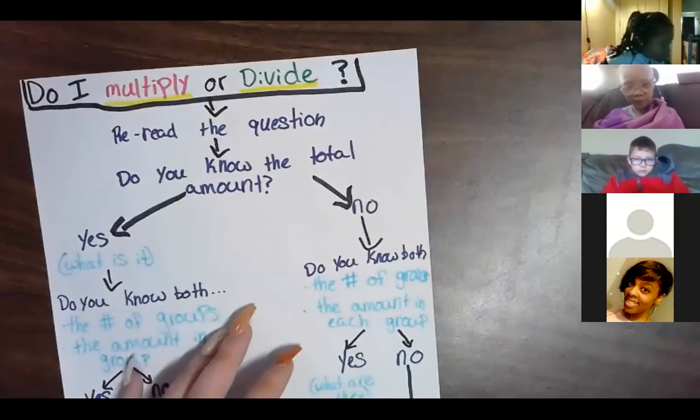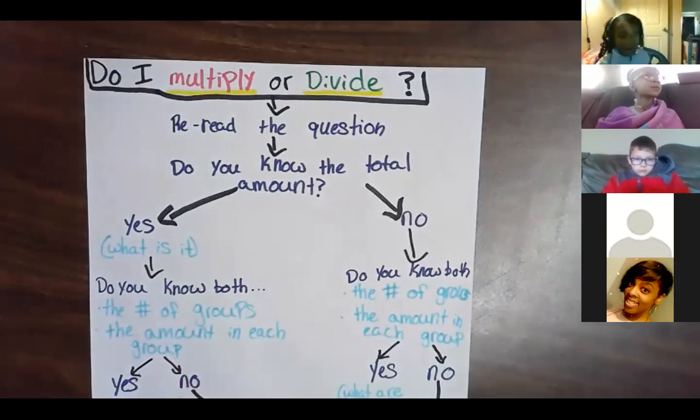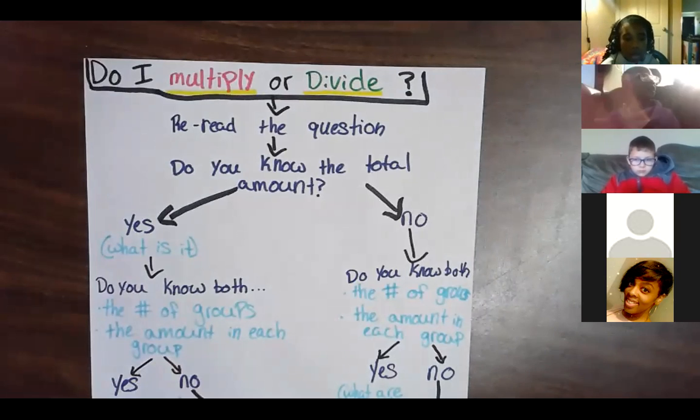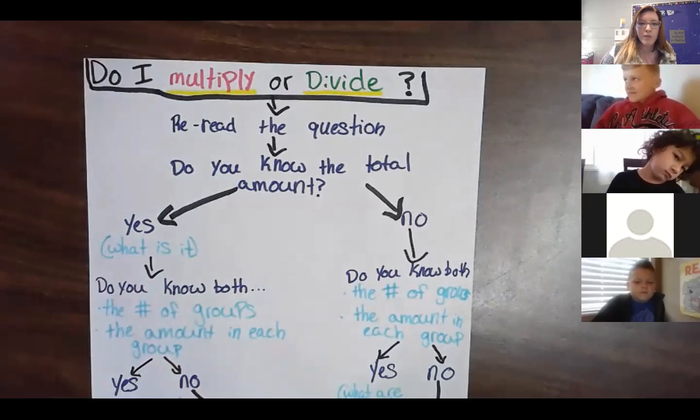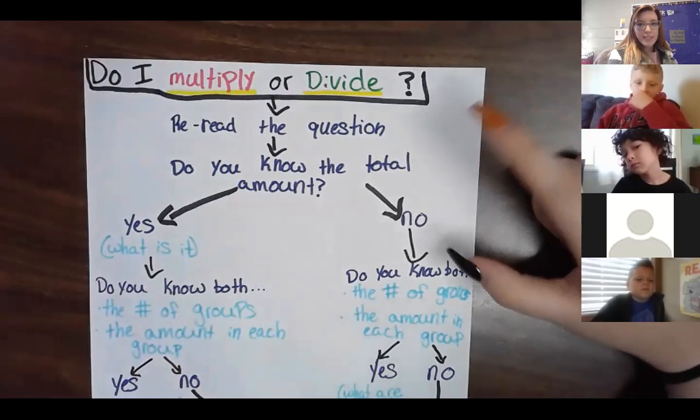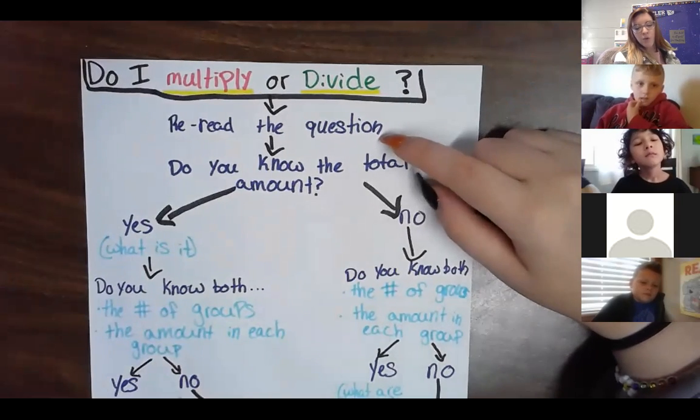All right, so when you read a story problem like yesterday when we did that, sometimes it's hard to figure out if we're multiplying or dividing. So I made this chart to kind of help us decide which one we're doing. All right, so my first step is I need to reread the question.